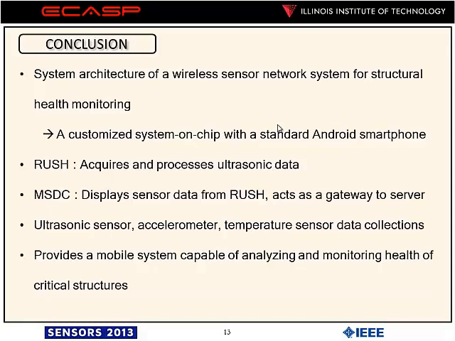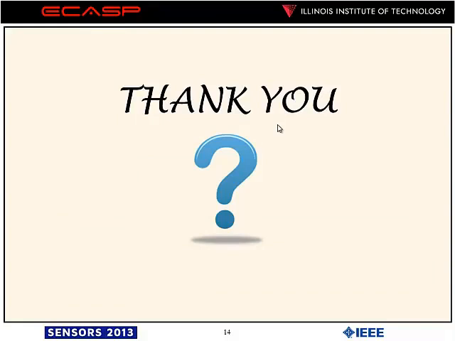So in this case, it can be used for structural health monitoring in real time, but if it's applied to the wireless body sensor network, it will be a more extensive way to approach remote patient monitoring. By utilizing this kind of system architecture, I think it will give more data mobility to the analyzing and monitoring of critical structures. So, okay. Thank you for your attention.